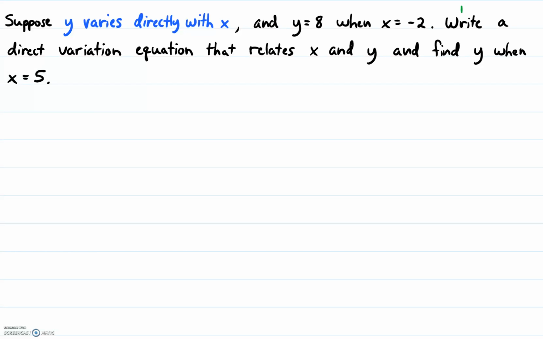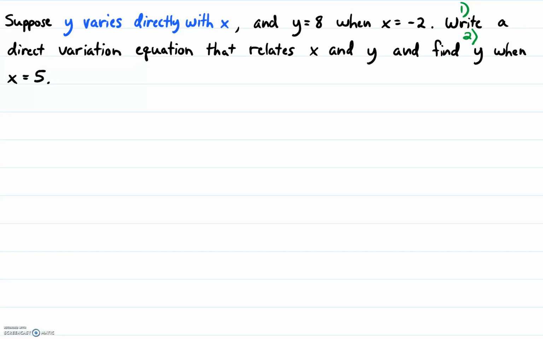So we have two things going on here. We want to first of all write the direct variation equation, and then second of all, after we discover what that equation is, we want to find y when x is equal to 5. So to figure out what our direct variation equation is, first of all, we need to figure out what it means for y to be varying directly with x.